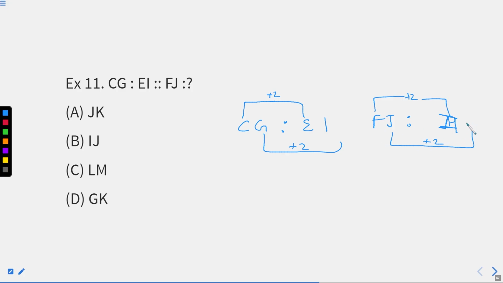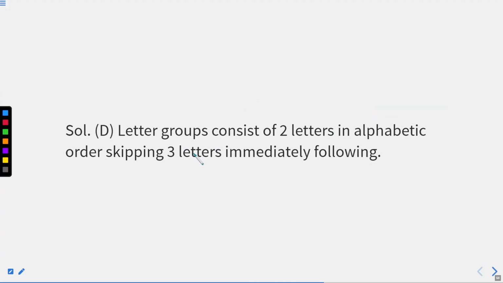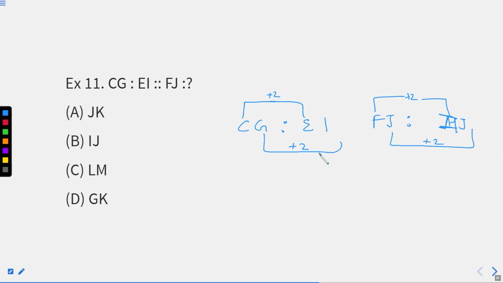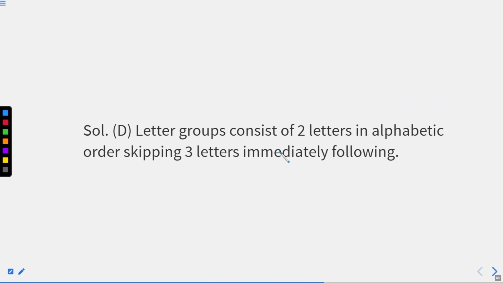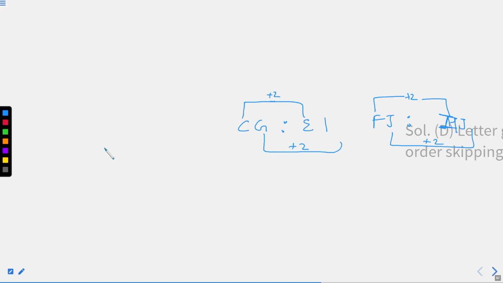I, J. We are getting the right answer, right? Here we are getting the right answer, right? The group of letters consists of 2 letters in alphabetical order, skipping 3 letters immediately after, following the pattern. I hope this part is clear. Option number D is clear.